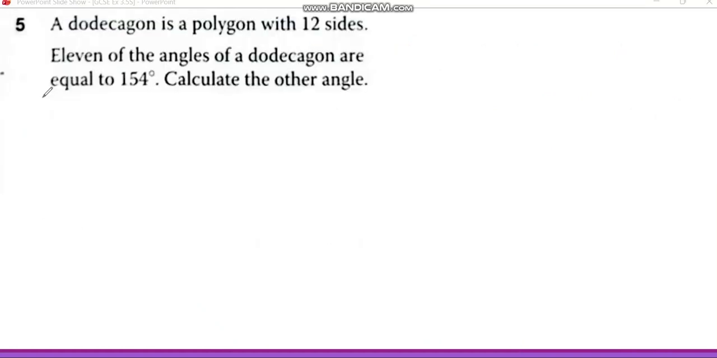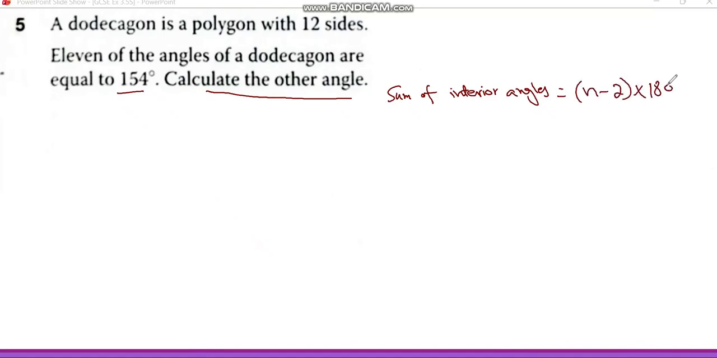In question number 5, it says a dodecagon is a polygon with 12 sides. 11 of the angles of the dodecagon are equal to 154 degrees, and we have to find the size of the other angle. So first we need to find the sum of angles in the dodecagon. The sum of interior angles should be n minus 2 times 180, and there are a total of 12 sides, so it's 12 minus 2 times 180, meaning 10 times 180. So the sum of all interior angles will be 1800 degrees.